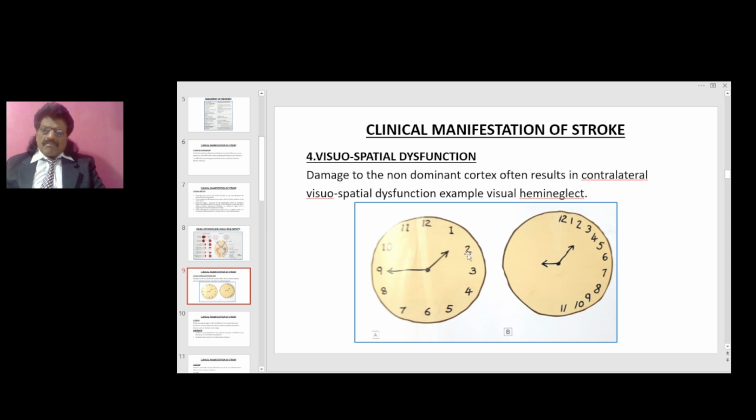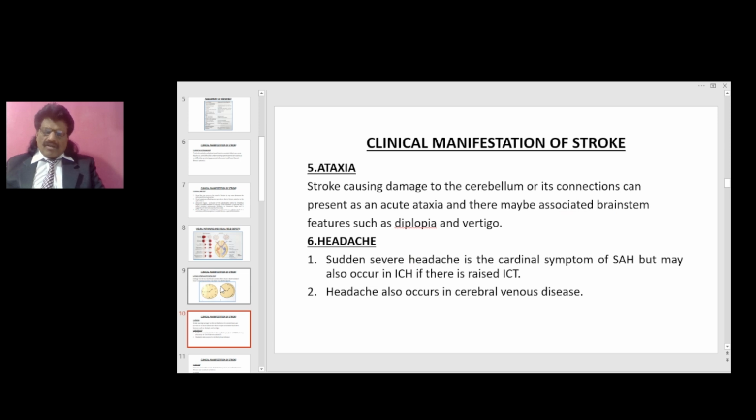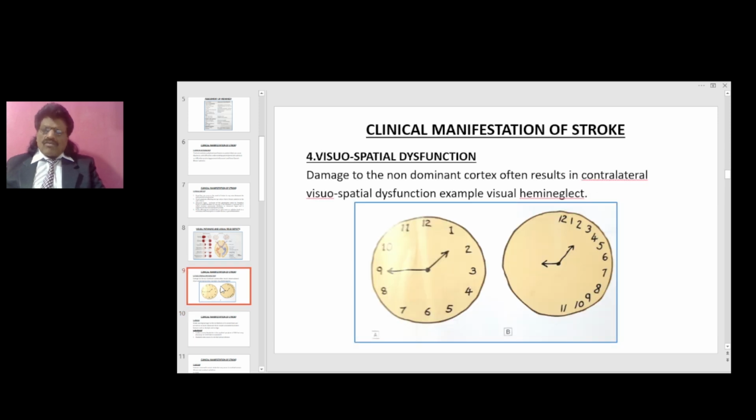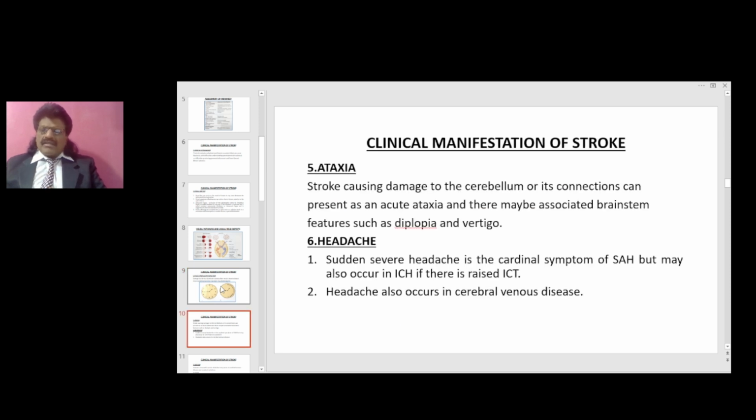So how do we test at the bedside? We'll ask them to draw a clock of 12 numbers. Usually they are equally spaced, but when we ask a person who's got non-dominant cortex involvement and visual hemineglect, he puts all the 12 numbers on one side, completely neglecting the left side. This is known as visuospatial dysfunction. So aphasia is very characteristic of dominant cortex involvement, and visuospatial dysfunction is characteristic of non-dominant involvement.